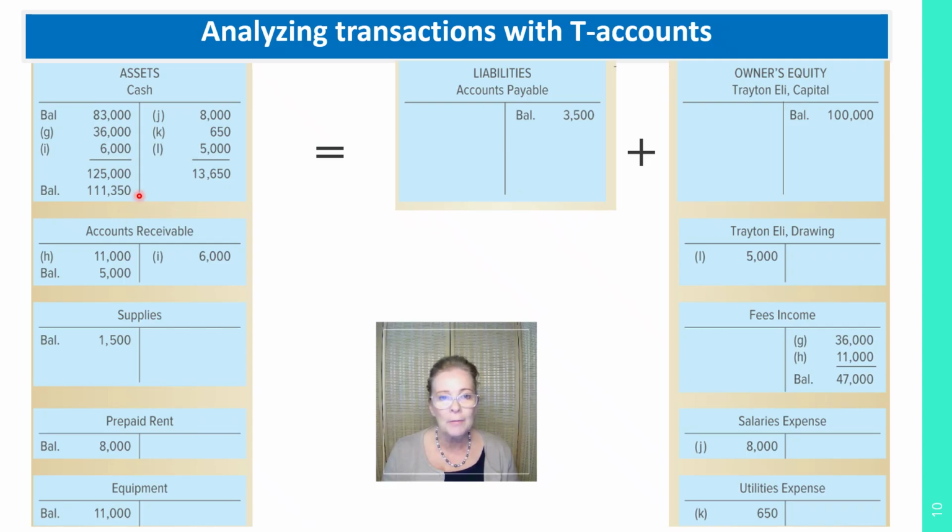and a final debit balance of $111,350 after we subtract the credits from the debits. If there is only one debit or one credit, like in the accounts receivable account, you don't need to foot the columns, but rather just calculate the balance.